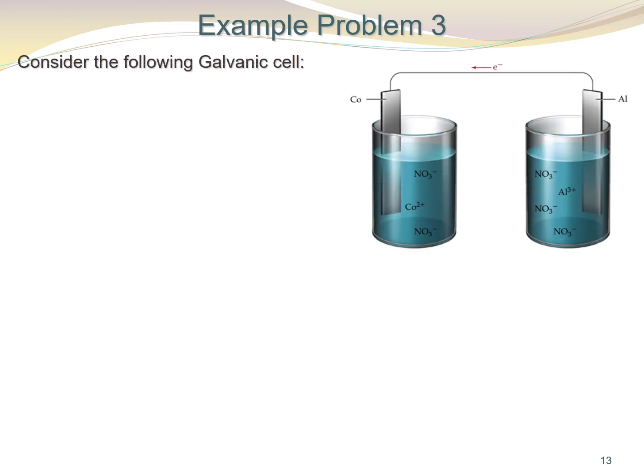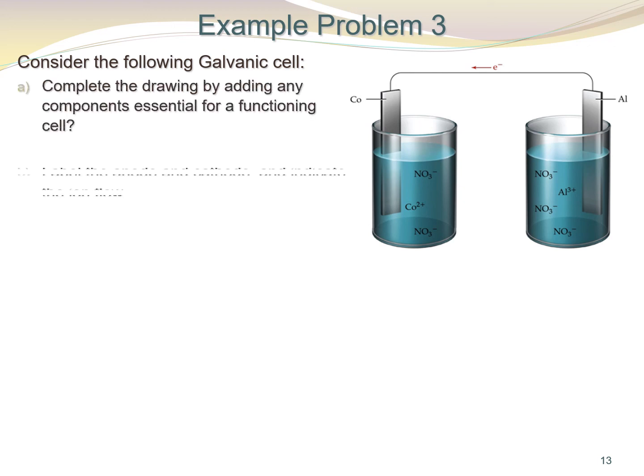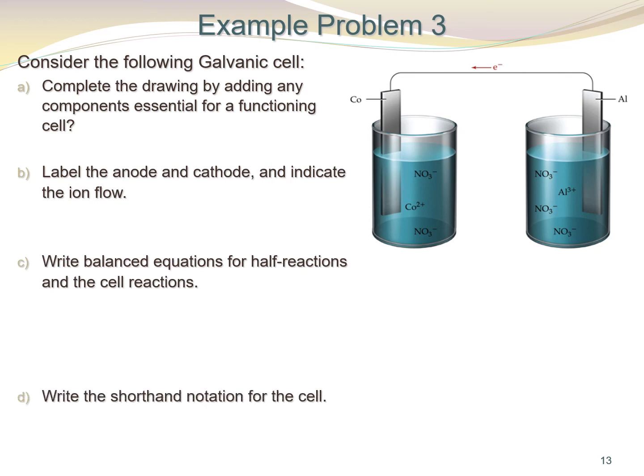Okay, now let's take a look at that example. We have this setup, and we're going to consider this as a galvanic cell. So first, we need to think if there's anything missing in order to have a galvanic cell. And then here come the 3 more questions.